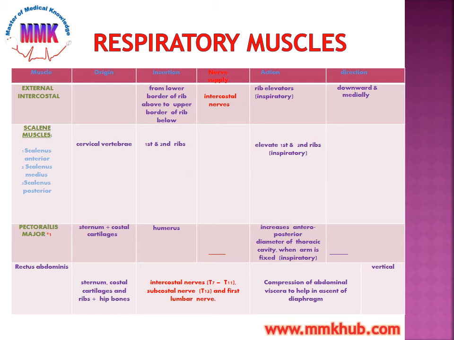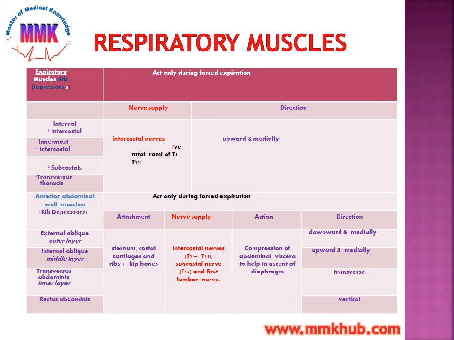Pectoralis major muscle. It arises from the sternum and the costal cartilages and is inserted into the humerus. Its function is to increase the anteroposterior diameter of the thoracic cavity when the arm is fixed in inspiration. Then the rectus abdominis muscle. It arises from the sternum, costal cartilages and ribs and hip bones. It is innervated by the intercostal nerves T7 to T11, the subcostal nerve T12 and the first lumbar nerve. The action of the rectus abdominis muscle is compression of the abdominal viscera to help in ascent of the diaphragm.